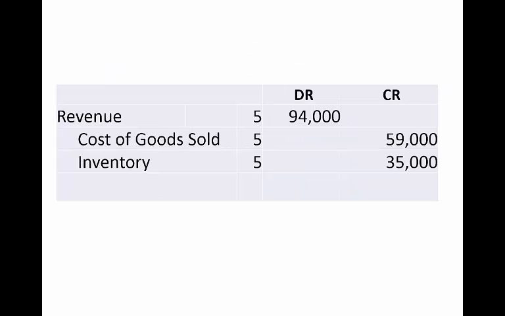Debit revenue for $94,000. Credit cost of goods sold, which is represented as 0 plus $59,000 from the ellipse. The inventory is a credit of $35,000, which is the deferred gross profit amount.